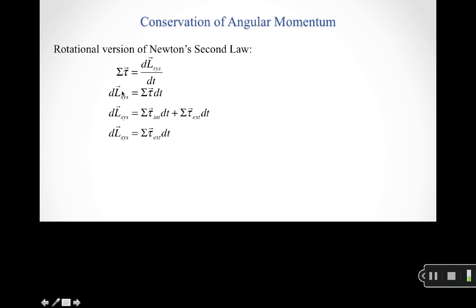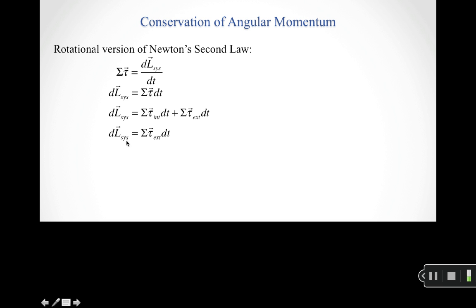So for the infinitesimal change in the angular momentum of my system, I see that it has to be equal to the net torque times dt. I can break up the net torque into internal torques, torques that pieces within my system exert on each other, and external torques, torques that pieces in my system feel that are caused by things outside my system. And because of the way these forces are acting, these internal torques are all going to cancel out.